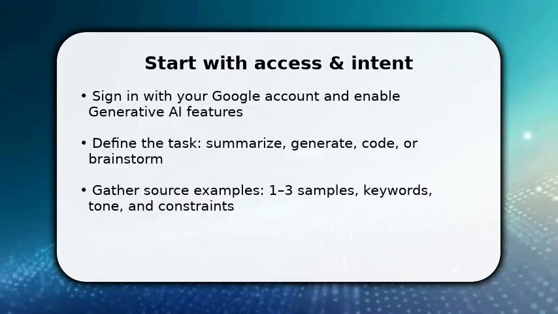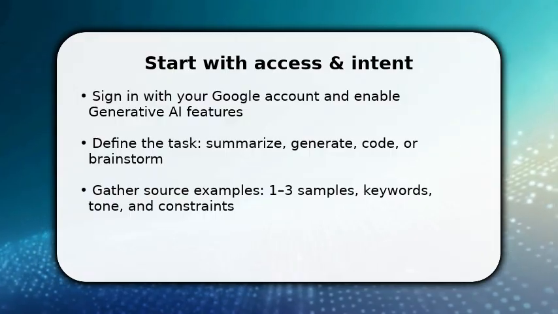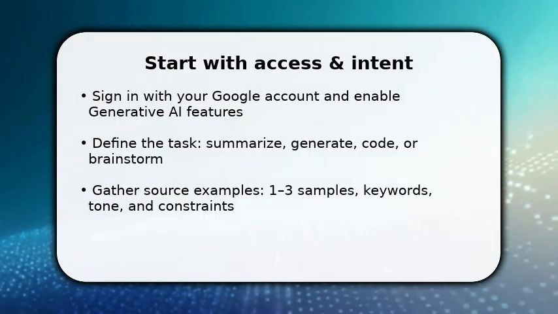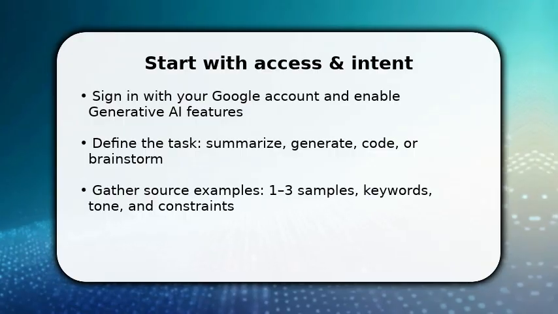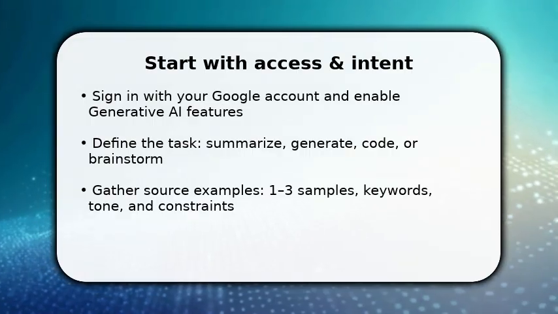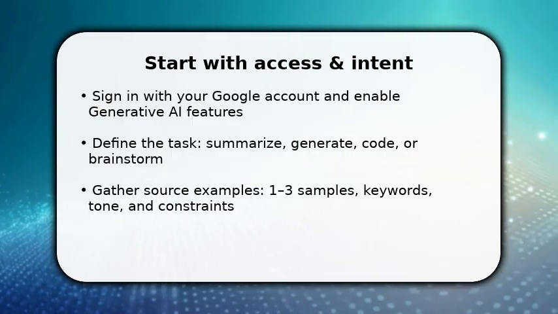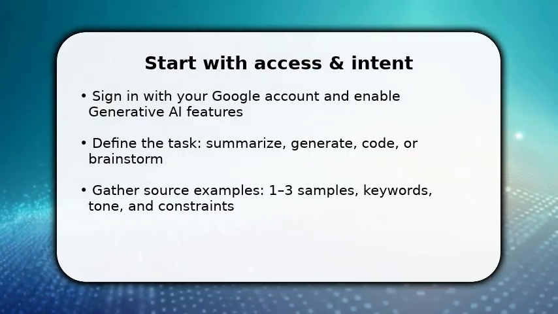You begin by getting straight to the point. Sign into your Google account and enable generative AI features. Once signed in, state your intent clearly, for example: summarize this article, draft a marketing email, or generate code. Make sure to gather 1-3 examples or reference snippets and specify tone and constraints.